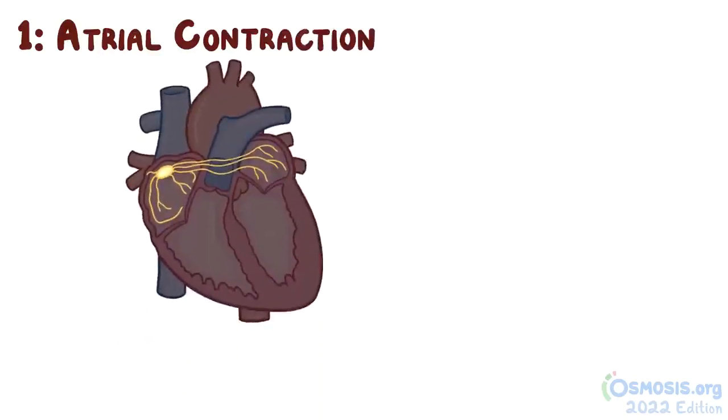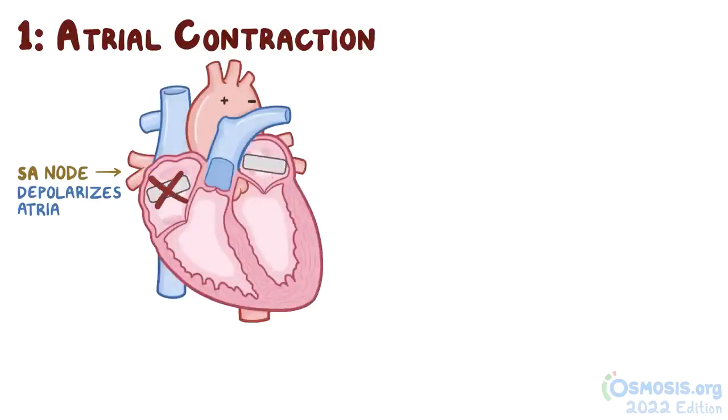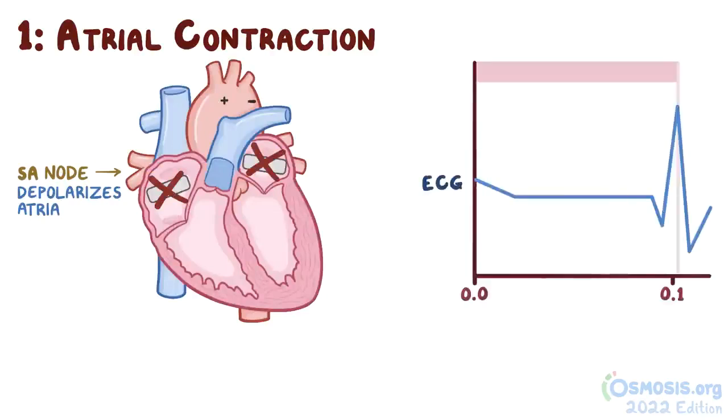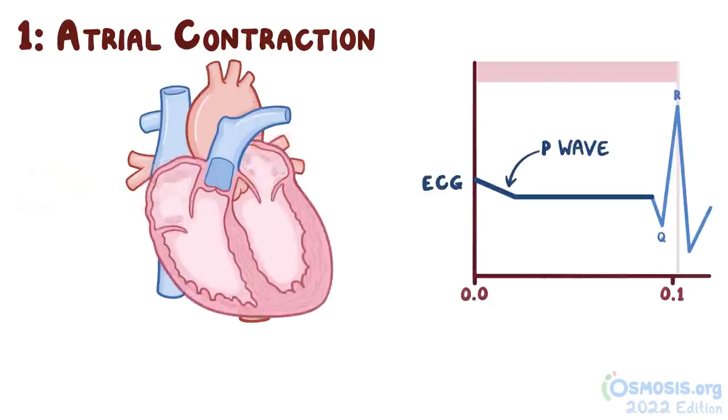Now, the first phase of the cardiac cycle, atrial contraction, starts with the firing of the sinoatrial or SA node, which sends an electrical signal that propagates outward through the walls of the heart and depolarizes the atria. On the ECG, this corresponds to the P wave. Now, atrial depolarization is followed by the contraction of the right and left atrium.